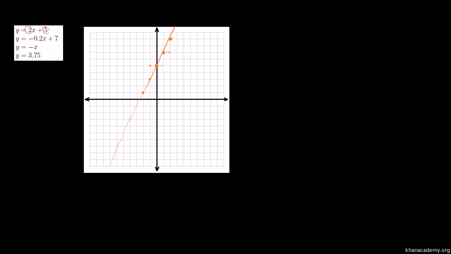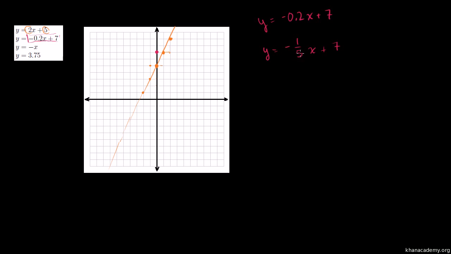Now let's do this second line. y is equal to negative 0.2x plus 7. So let me write that. It's always easier to think in fractions. So 0.2 is the same thing as 1/5. So we could write y is equal to negative 1/5 x plus 7. So we know its y-intercept, it's 7. So this is 1, 2, 3, 4, 5, 6, and that's our y-intercept when x is equal to 0.